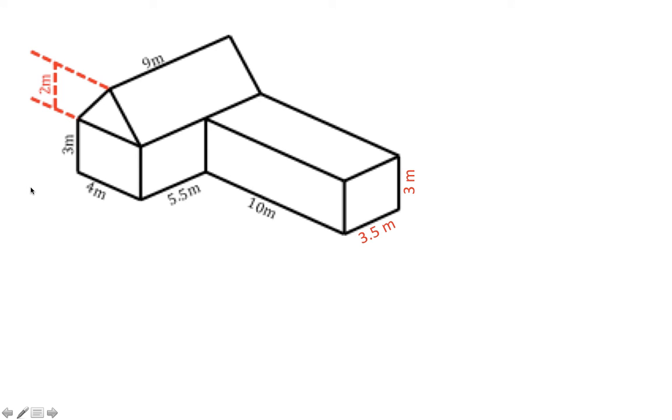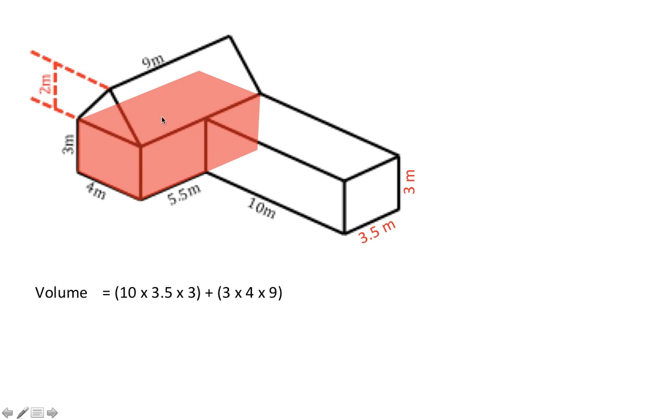So I broke the problem down into 3 problems. First of all, I worked out the volume of this red block, 10 times 3.5 times 3. Then I worked out the volume of this block here, and that's 3 times 4 times, well, all the way along, it's 9, same as up here. So 3 times 4 times 9 for that block.